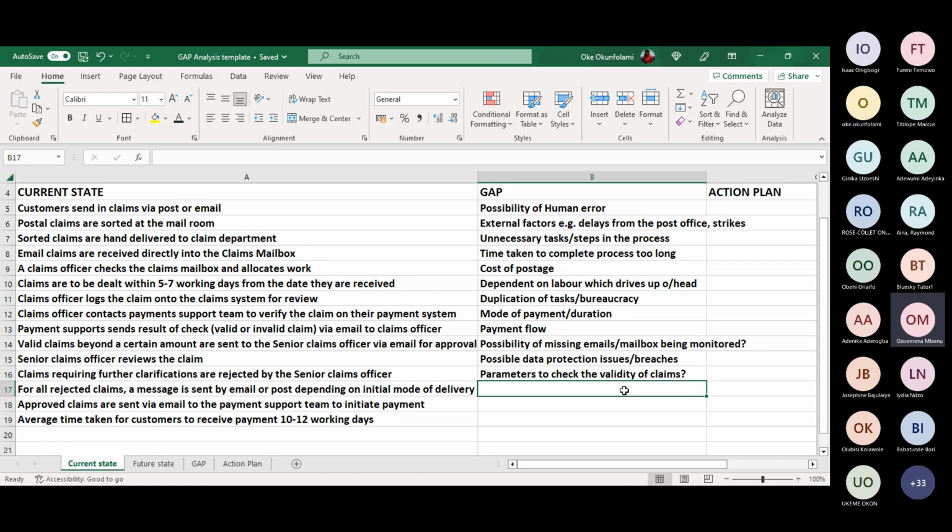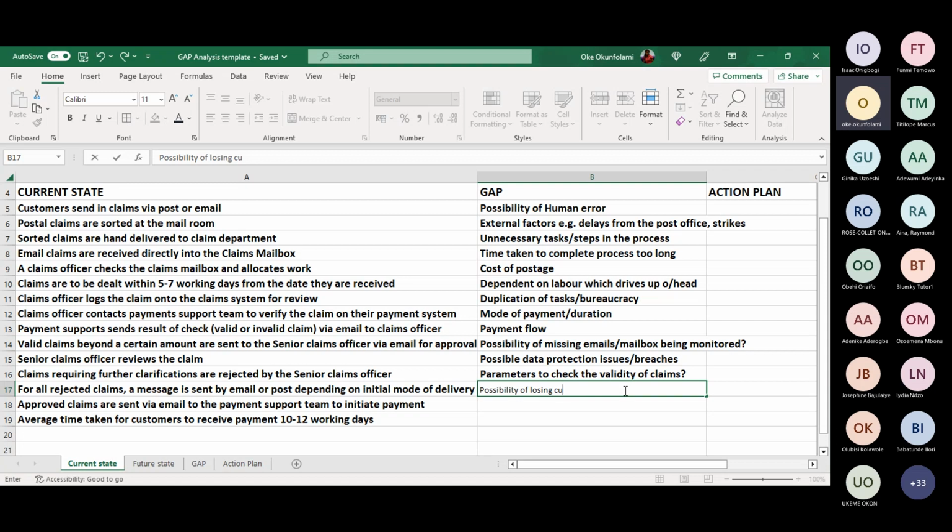So maybe when we get to the action plan, I might be able to continue that. If the customer is not able to wait, what processes are in place for them so that they are able to get what they have paid for? And some customers might not actually want a repayment. They want the service.